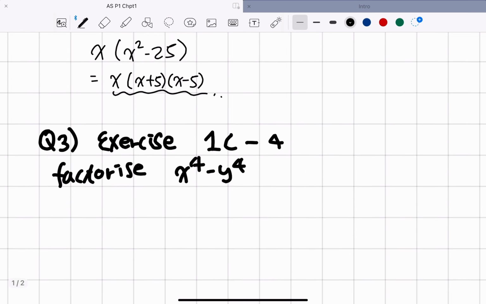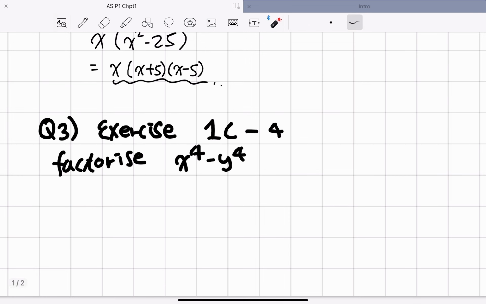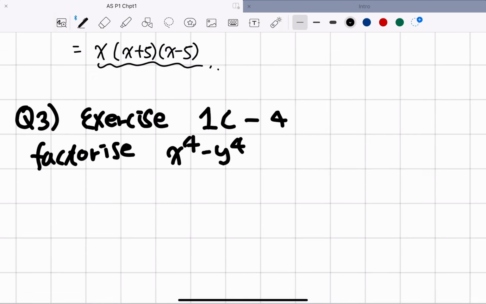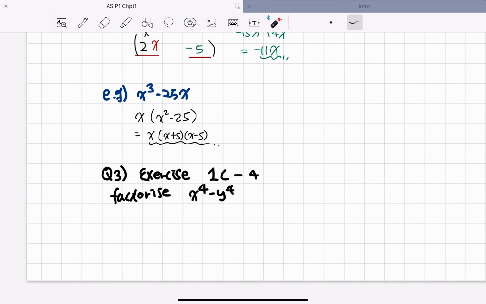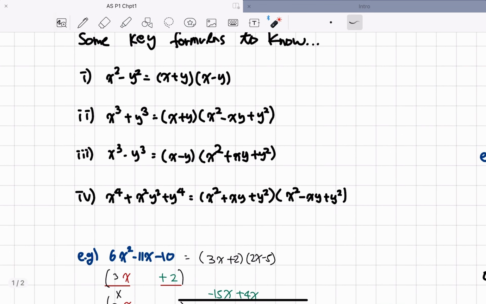Right, and let's try this example, this question. So this one from exercise 1C4 question 4. This question is about factorizing x to the power 4 minus y to the power 4. So you need to factorize, and also for this one you can just use this first formula, right?